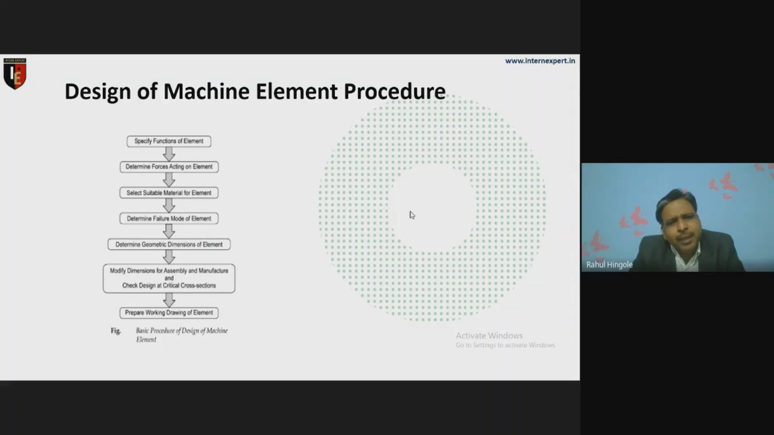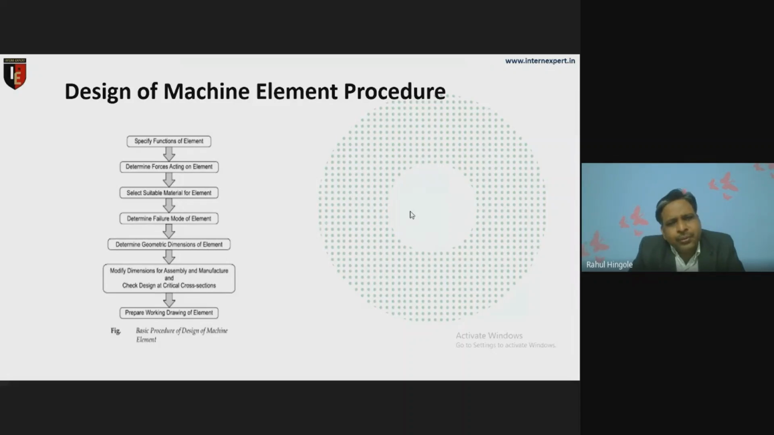The third part will be the suitable materials for the element. The blade is made up of a steel grade. Steel, okay, stainless steel, number one. 40C8, 45C8, 50C8. These are the different grades of the material. From that, it is made.